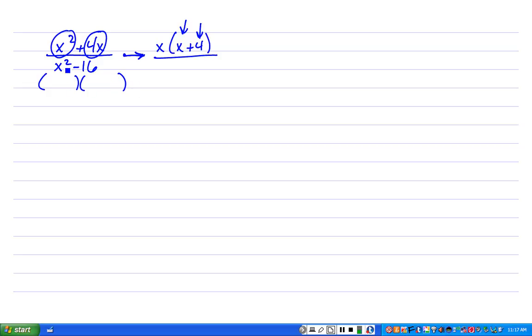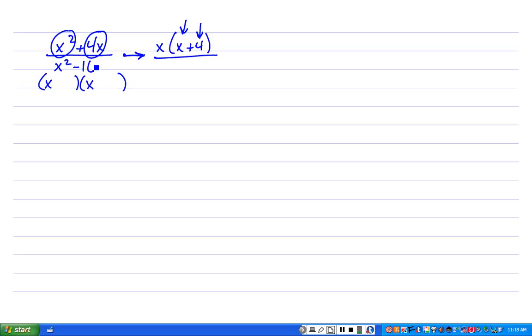And I realize that I'm dealing with a difference. Subtraction means a difference of 2 perfect squares. X squared and 16 are both perfect squares. So I just take the square root of x squared, which is x, and I write it in the first position of both of my binomials because x squared is in the first position.